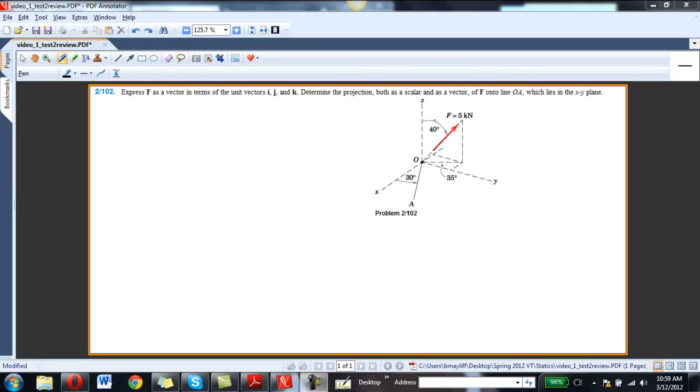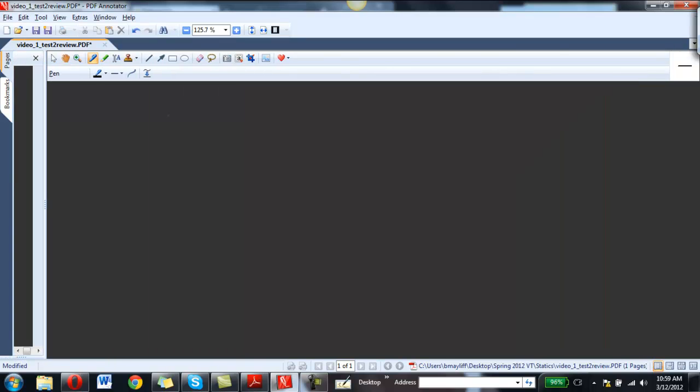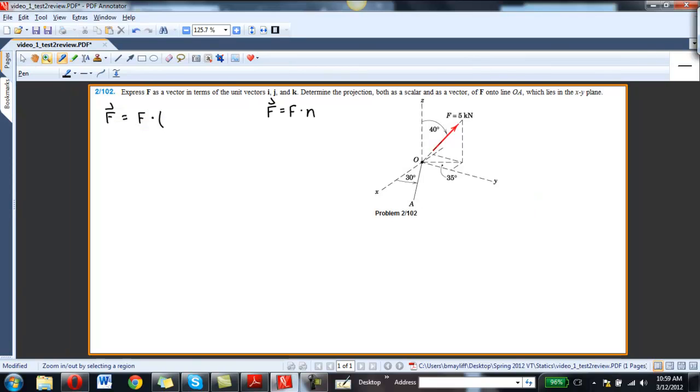And they give us these values here, the angles. So we'll just say F is equal to F times n, which is the unit vector. So this is essentially F is equal to F dot n. There we go. So, sorry about that. It's the finicky touchscreen laptop.